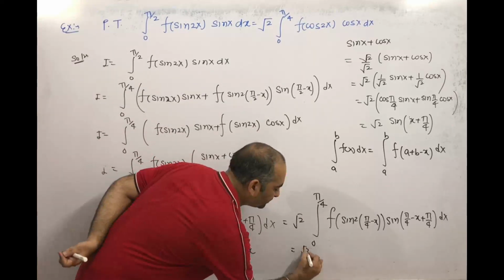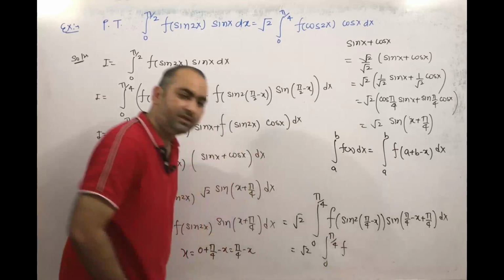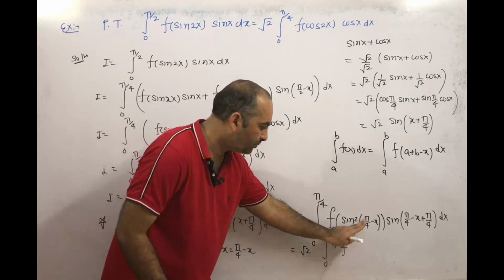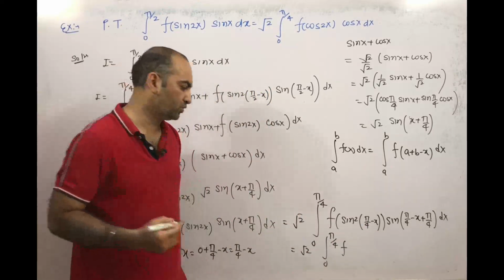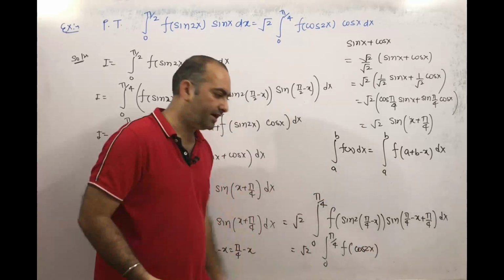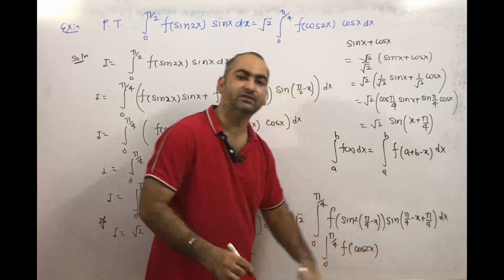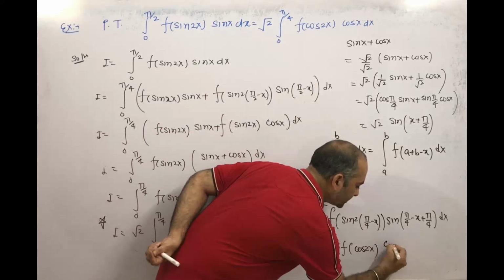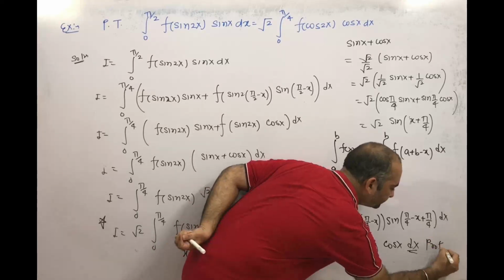So here this is root 2, integral 0 to pi by 4 of f of, if you multiply 2 here, pi by 2 minus 2x. So sin of pi by 2 minus 2x is cos 2x. And here pi by 4 plus pi by 4 is pi by 2, so sin of pi by 2 minus x is cos x. So this will become cos x dx. This only we had to prove.